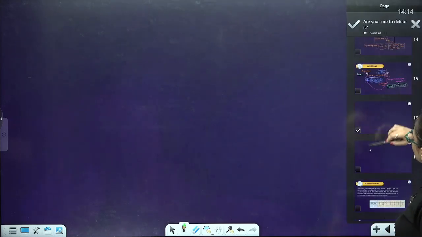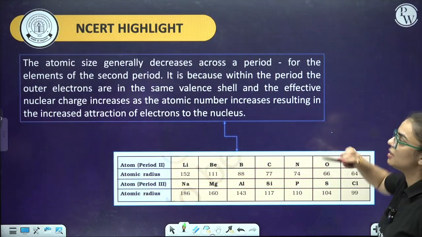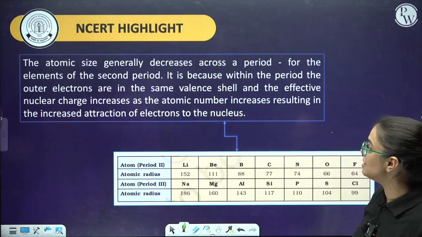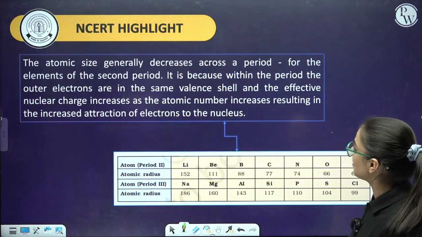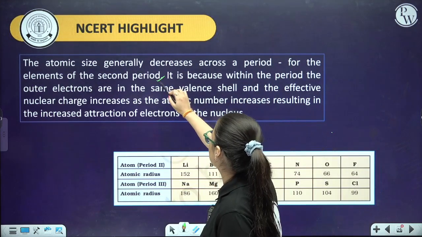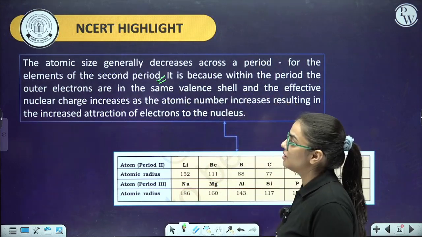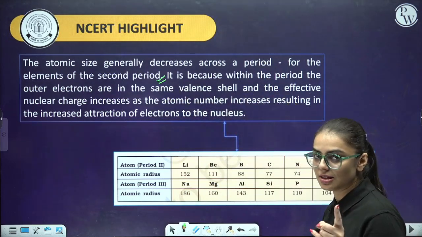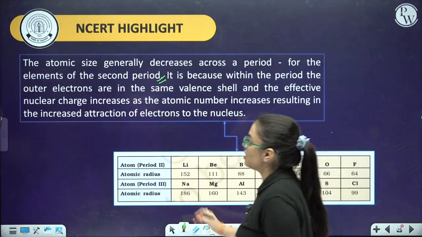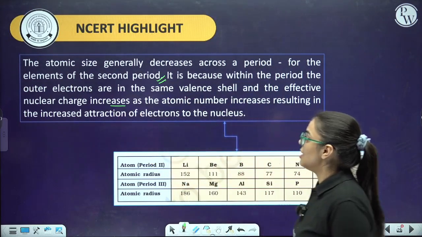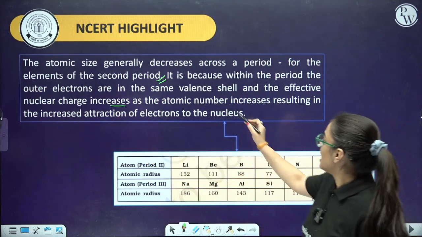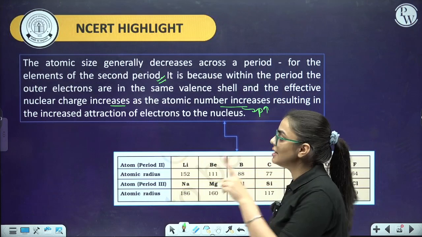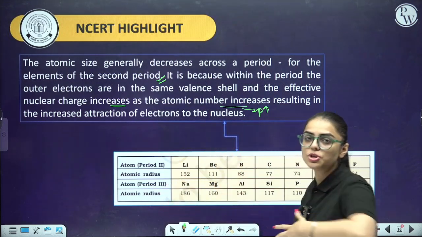Let us read it from NCERT as well over here. The NCERT highlight says that atomic size generally decreases across a period. We have seen decreases, yeah. For the elements of the second period, within the period, the outer electrons are in the same valence shell and the effective nuclear charge increases. They are saying the shell is same, but what increases? Effective nuclear charge increases as the atomic number increases, referred to as protons increasing, right? Resulting in increased attraction of electrons to the nucleus.